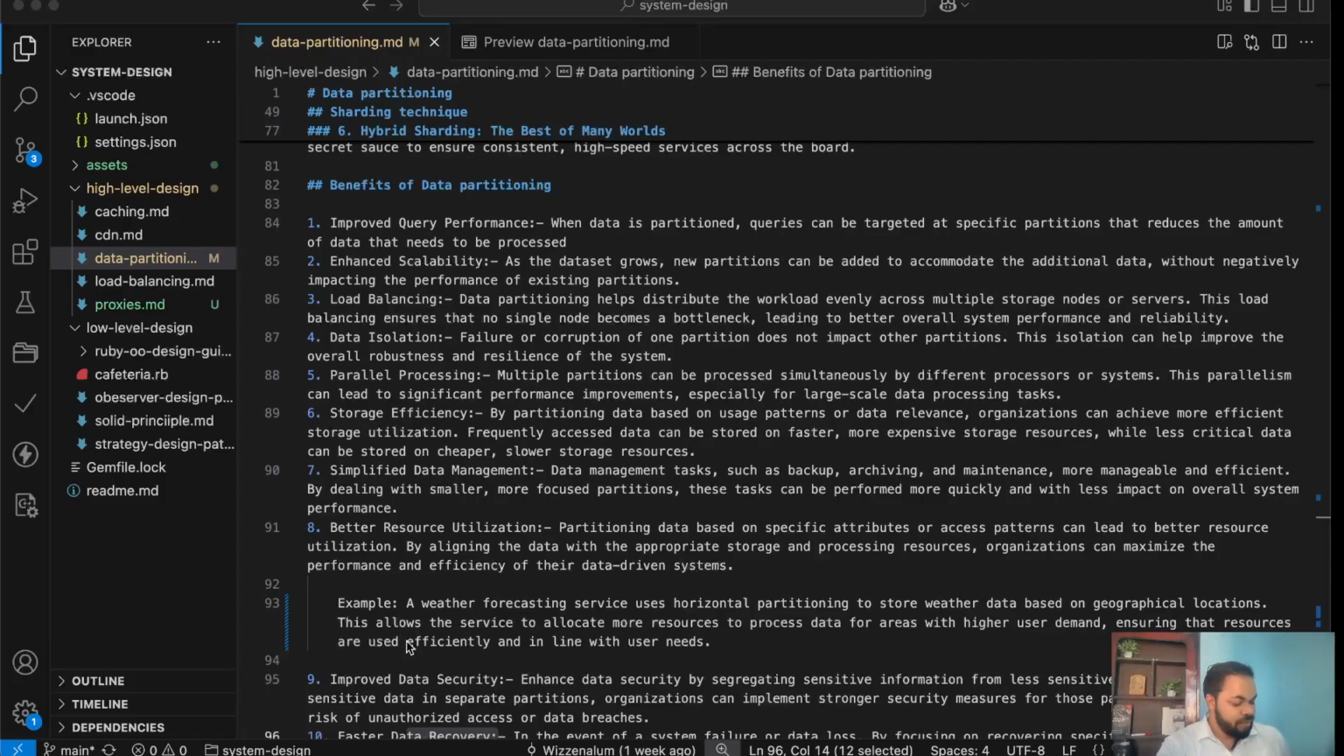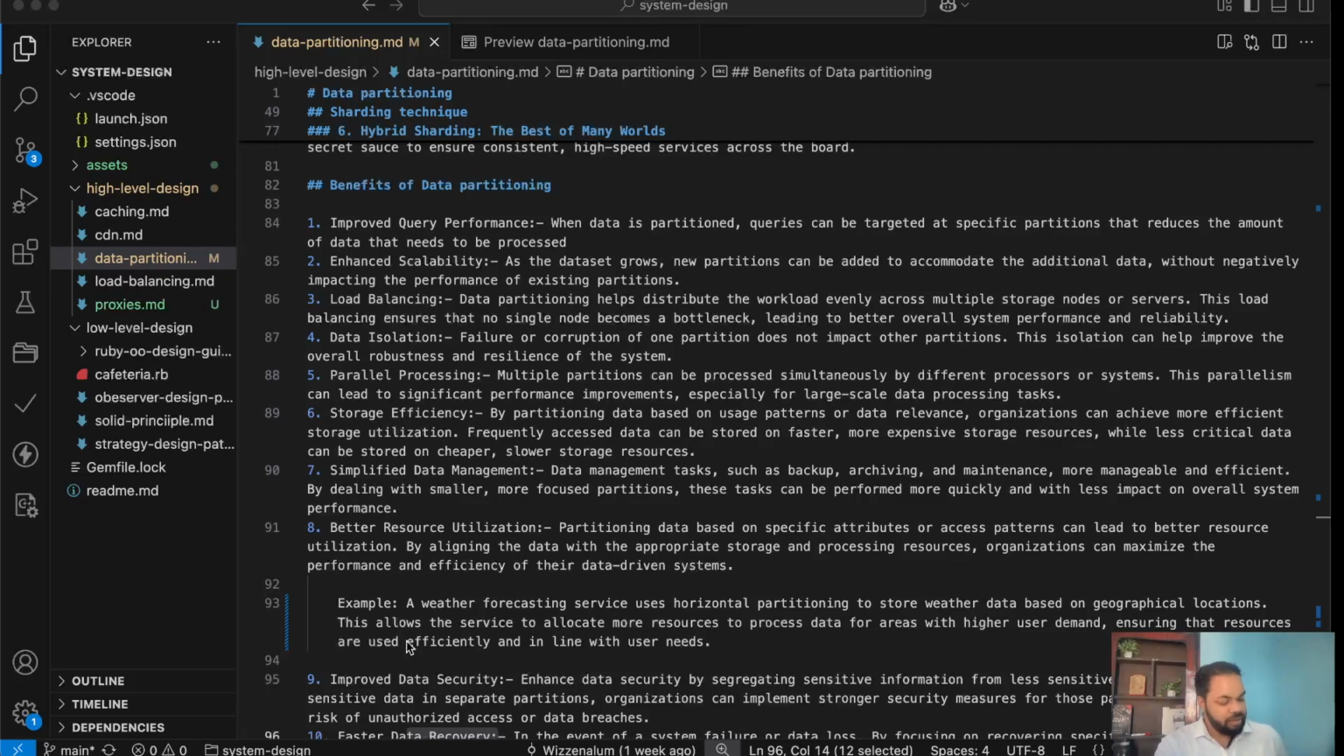Then the next one is the selection of partition key. Why is it a problem? Because if you choose the wrong partition key, then it might cause this cross partition query. It might cause imbalanced data or uneven data storage in the different partitions. It might cause some other issues also. So the selection of partition key is very important for partitioning or sharding.